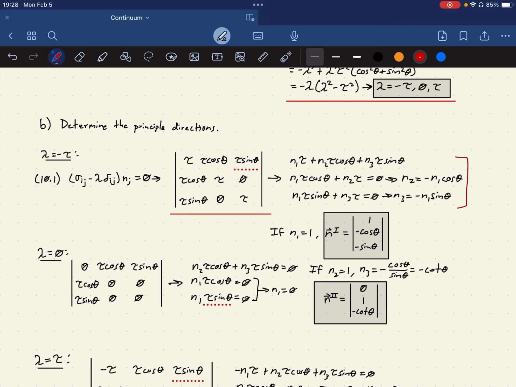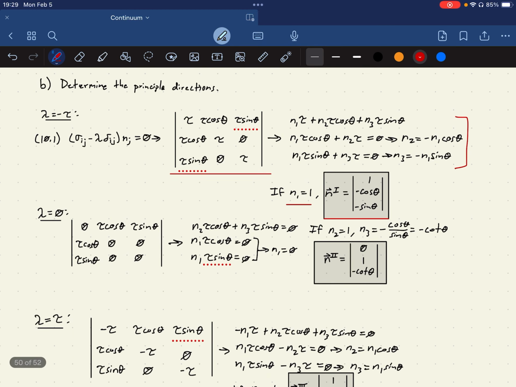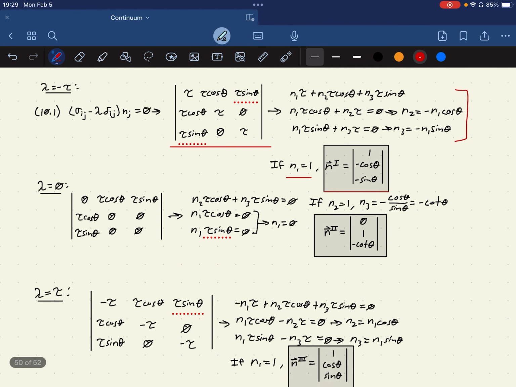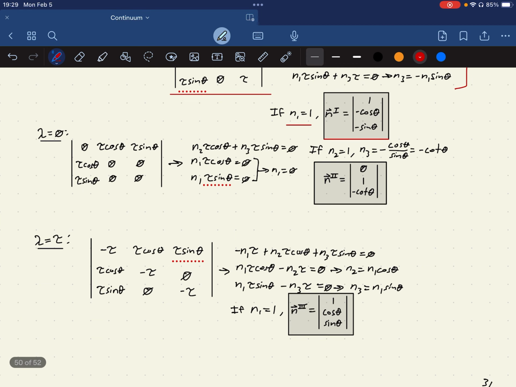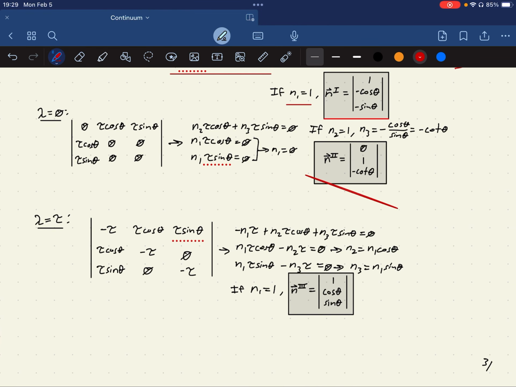Three equations pop out, and then by strategically picking our initial value for one of the variables, in this case, again, I just stuck with one. It's just simple. We get our first vector, or first principal direction, I suppose. And again, proper etiquette would be to normalize it, but I didn't do that. So we just repeat that process again for the eigenvalues 0 and tau, and we get our other principal directions.